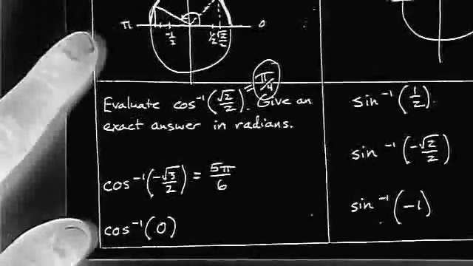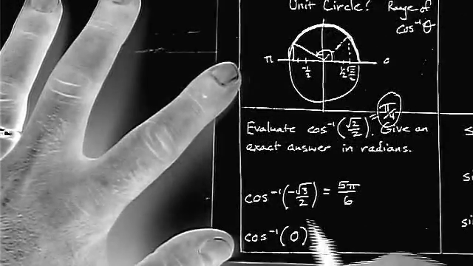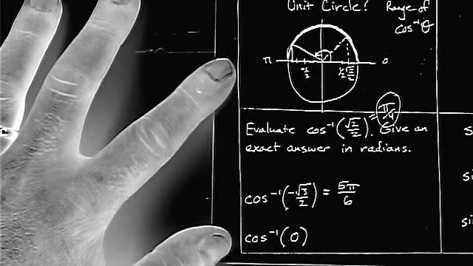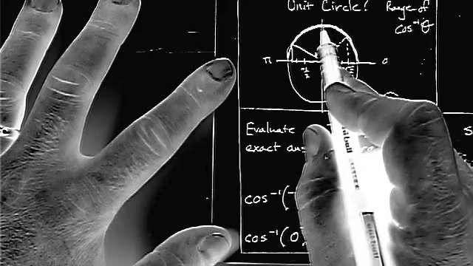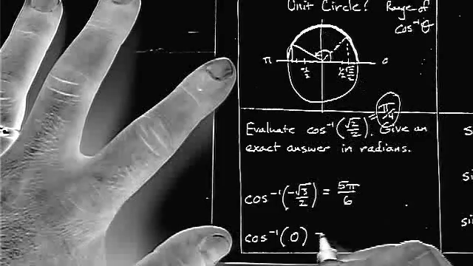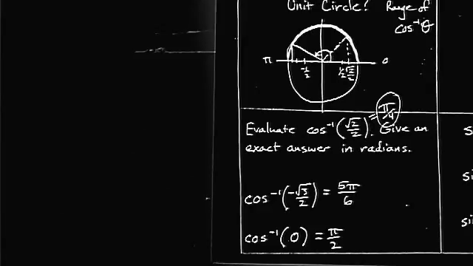How about my last one? Cosine inverse of 0. So my x value is 0. Well, that happens to be at the top of the circle, so that's pi over 2. Those are my answers for those questions.